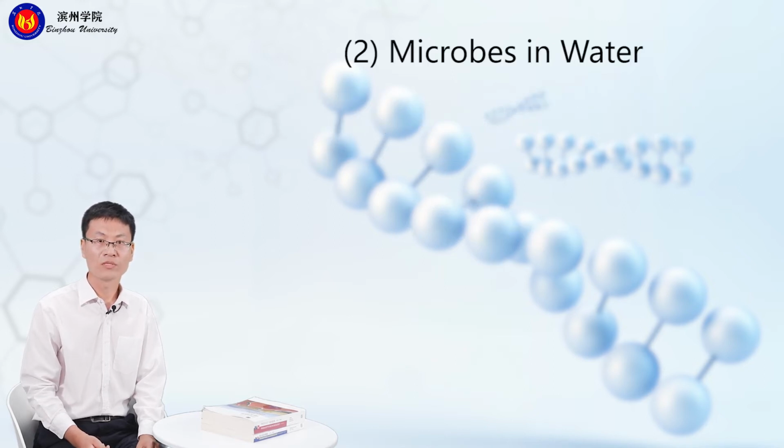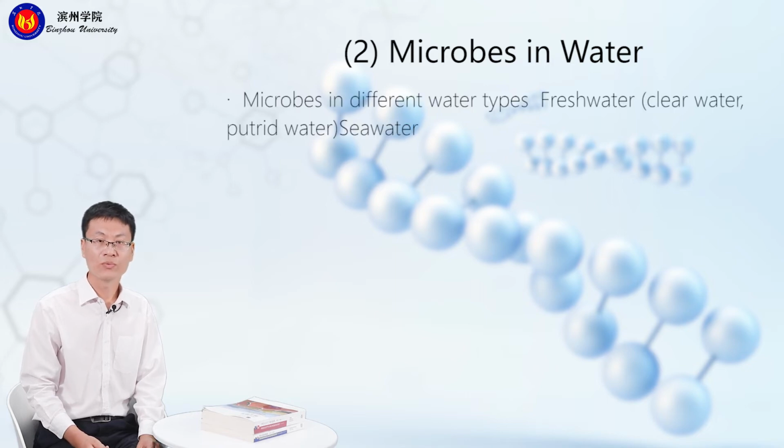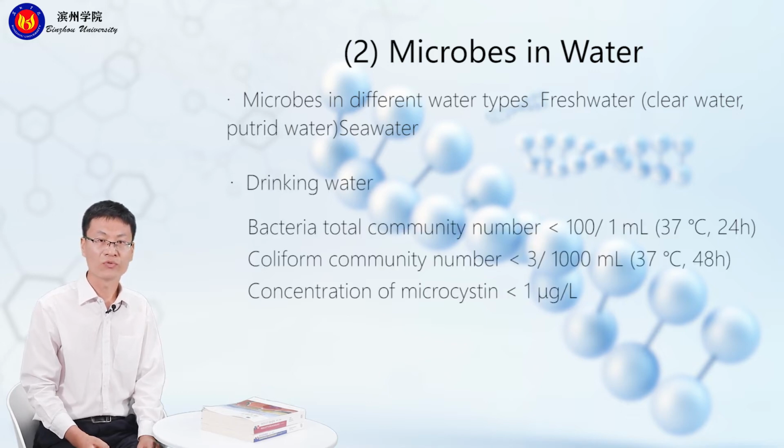Secondly, the microbes in water. Due to the properties differ between different water types, such as freshwater and seawater, the corresponding microbial community are usually different. There are some requirements for drinking water, such as the bacteria total community number should be less than 100 per 1 milliliter. The coliform community number should be less than 3 per 1,000 milliliter.